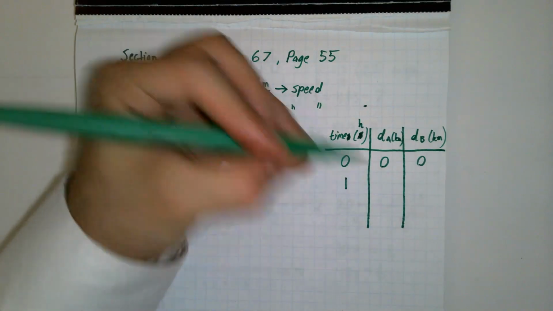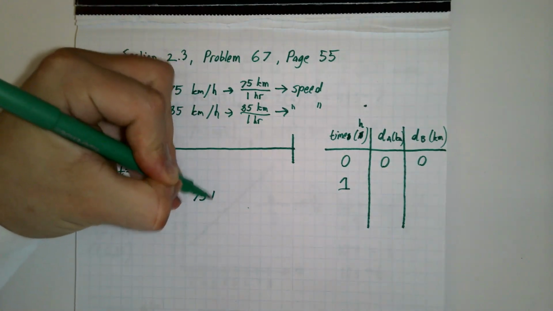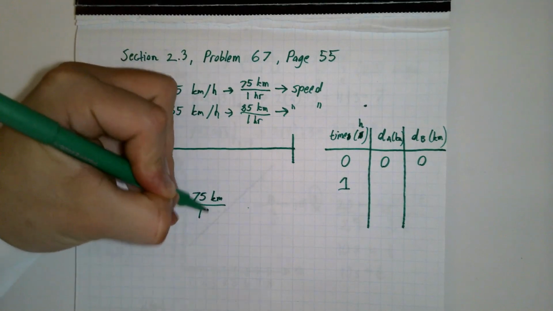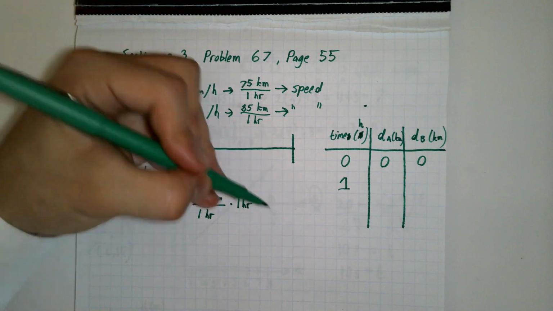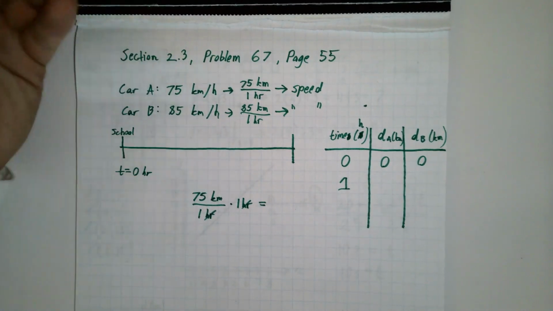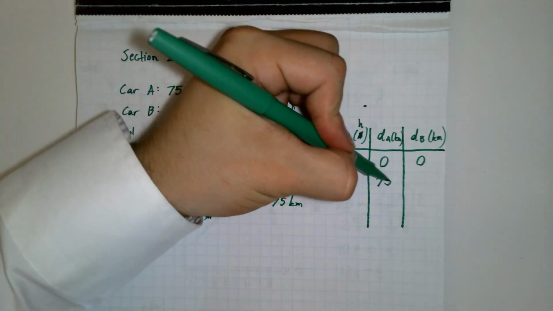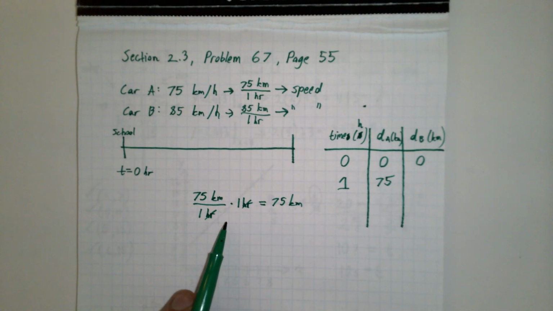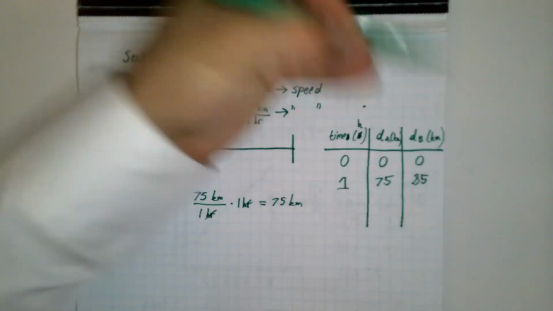At 1 hour, how far would car A have traveled? Well, car A travels 75 kilometers for every 1 hour. We traveled for 1 hour, so we get 75 times 1 divided by 1, which is just 75 kilometers. We could do the same math for car B, and we'd say 85 kilometers.